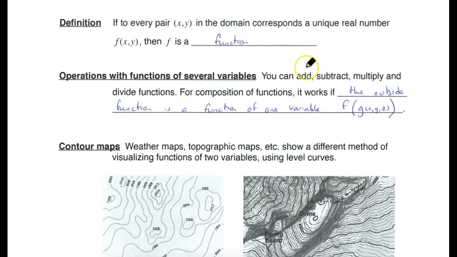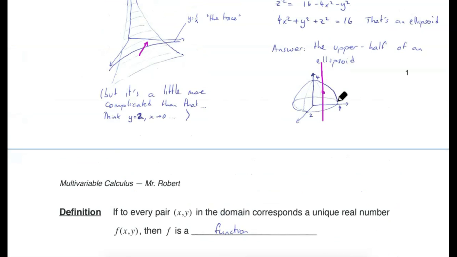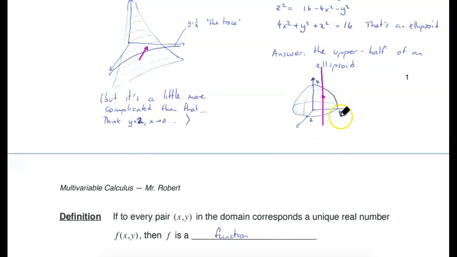So if every time we pick an ordered pair, x, y, we get a single value for the output of f of xy, then we call that a function. In earlier years, you may have thought of the vertical line test. It's the same, the vertical line test, but in 3D. So every time I draw a vertical line, I would get only one intersection. Let's just pretend it intersects the ellipsoid here. You would only get one intersection. That's a function. So an ellipsoid itself would not be considered a function. It's a relation.